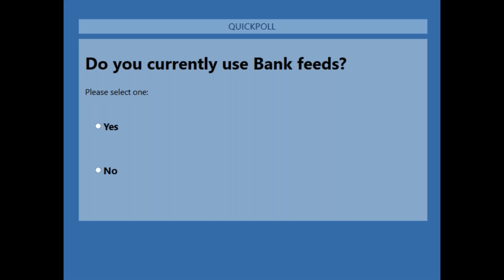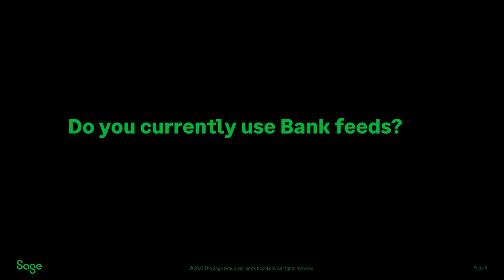Now, just before we go into the introduction, I just want to get an idea of who is currently using bank feeds in the software. You should see a poll on your screen, and it's a simple question, yes or no, do you currently use bank feeds? We usually wait until we get around 70%, so I'll wait for those answers to come in. You can see them coming in nice and quickly, so it shouldn't be too much longer. Okay, I'll close that poll down and share the results with you as well.